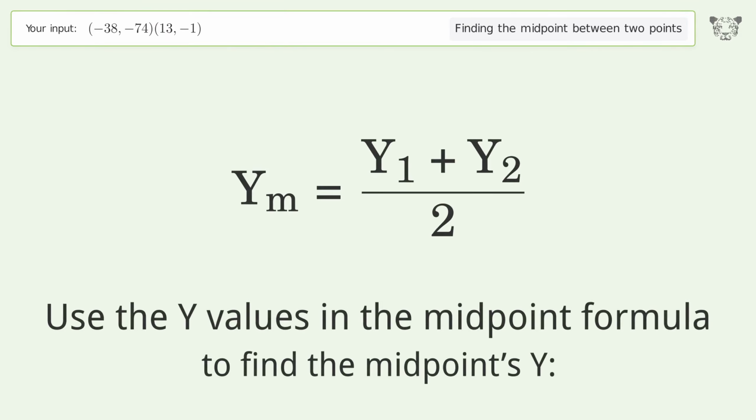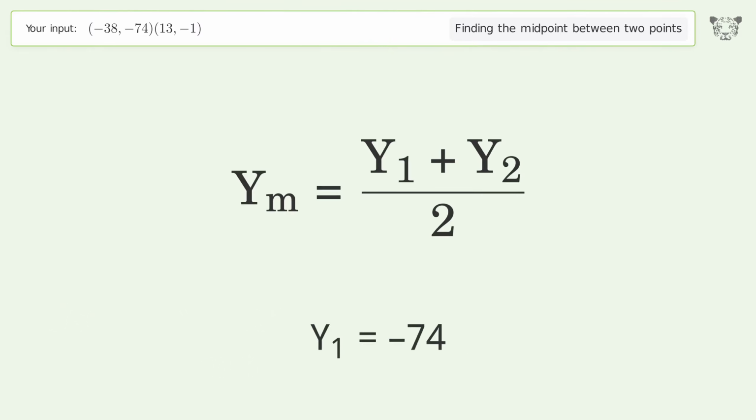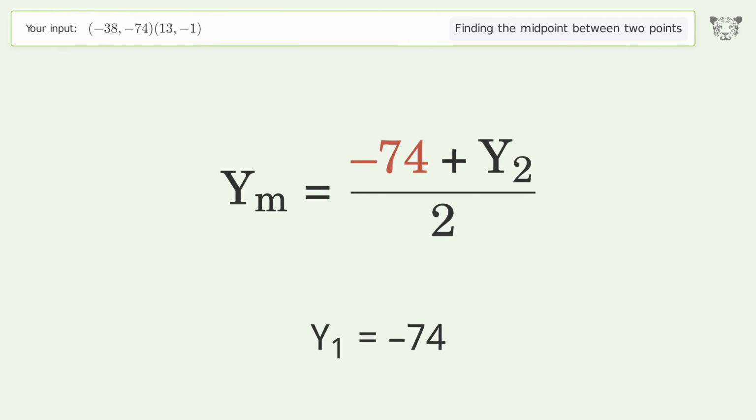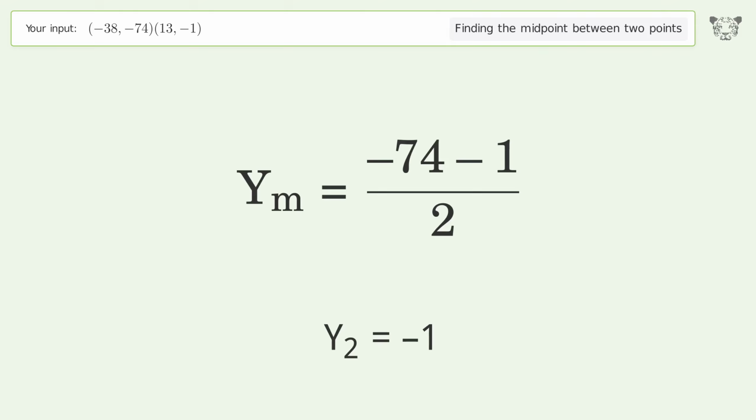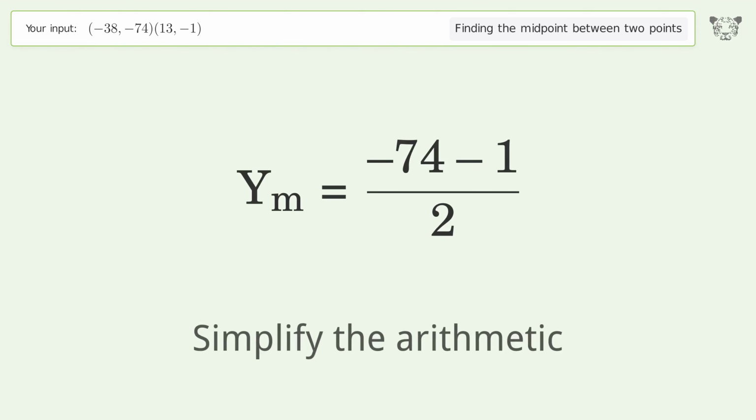Use the y values in the midpoint formula to find the midpoint's y. y1 equals negative 74. y2 equals negative 1. Simplify the arithmetic.